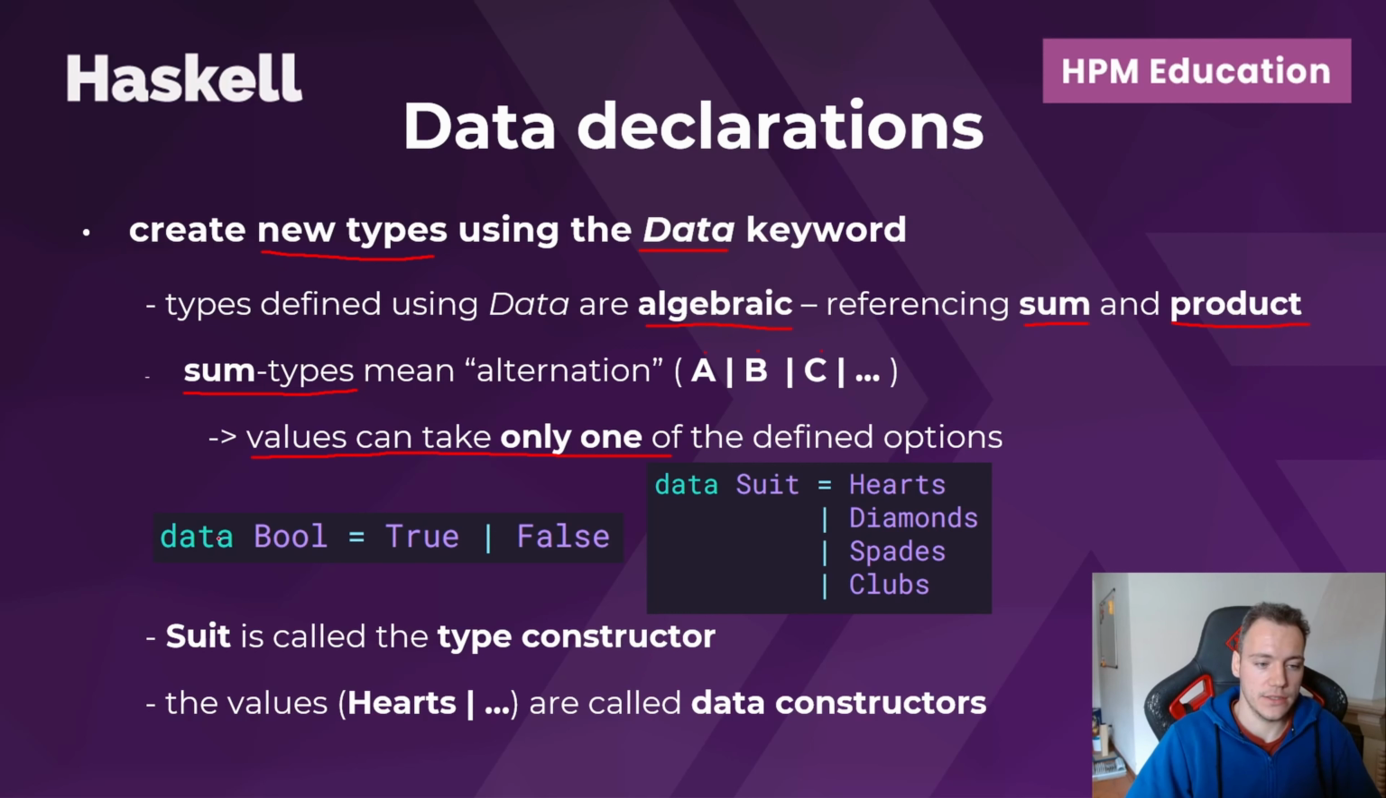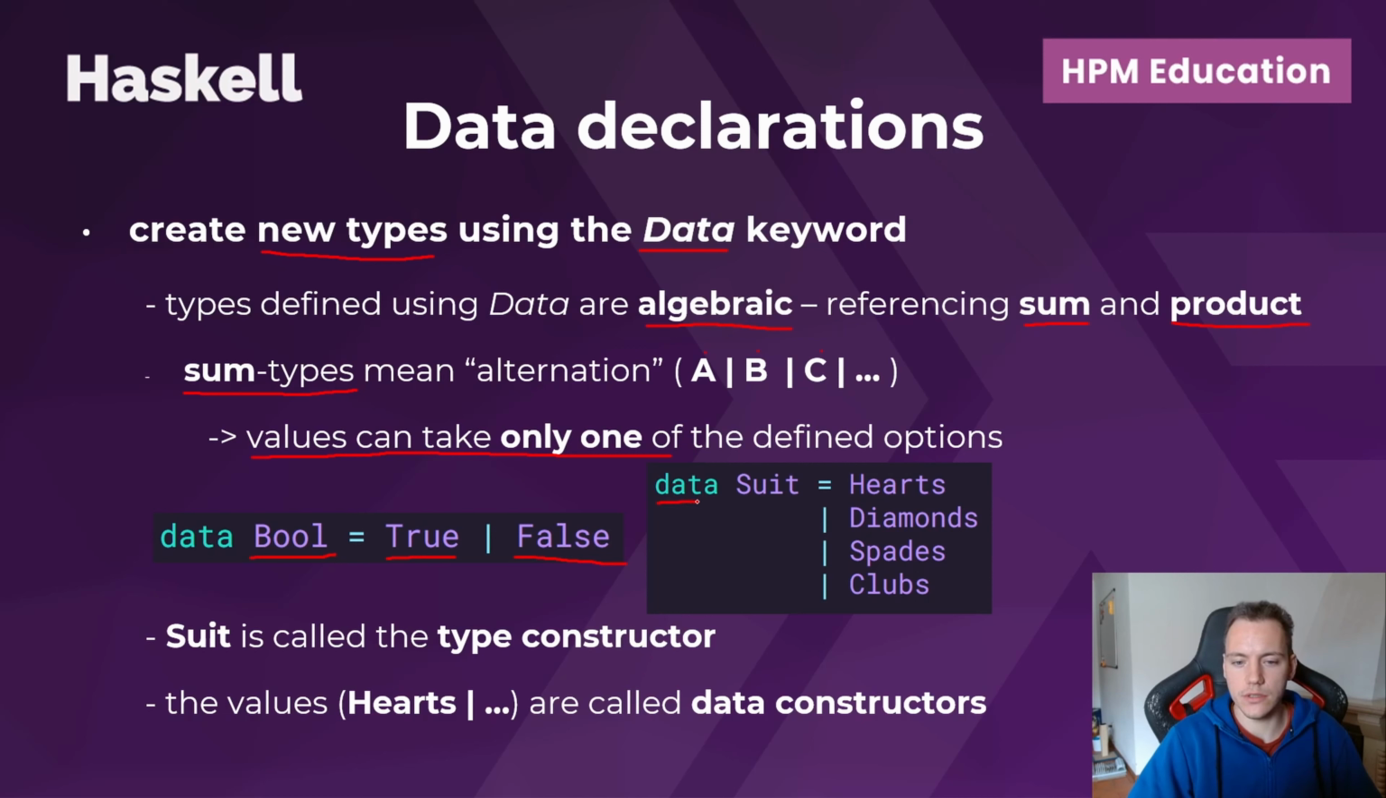Let's take a look at an example. Here we have the data definition for the Boolean type, Bool. So we have the keyword data, then the name of our new type. Of course, this is a basic type in Haskell, but for this example, this is the type we are defining. And then an equal sign and its list of options. In this case, this is a sum type. So we have either True or False. Any value that is of type Bool can be either True or False. It cannot be both. It has to be one of the options.